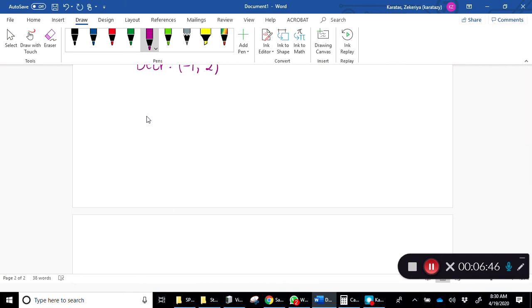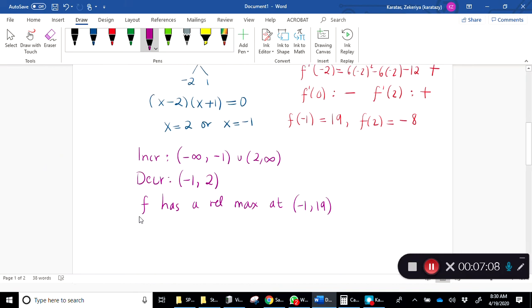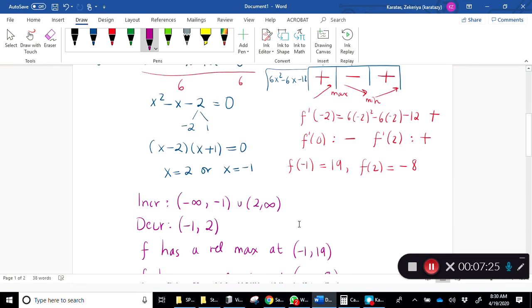And then if we look at the relative max and min, you can just say f has a relative max at the point -1, 19, and f has a relative min at the point 2, -8. So that's one example when you have a polynomial function.